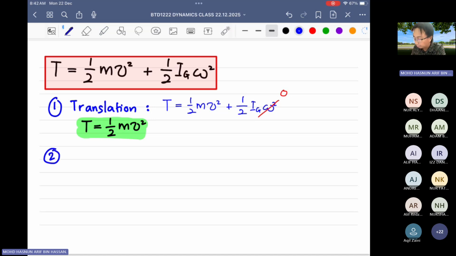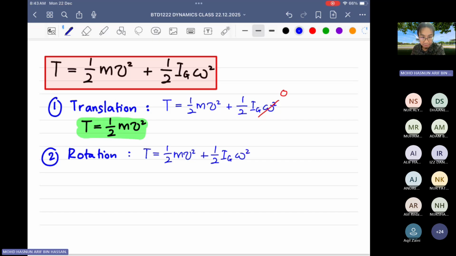The second type of motion is rotation about a fixed axis. For rotation, from the equation that we have, T is equal to 1/2 mv square plus 1/2 Ig omega square. Now, both components, mv square and Ig omega square, have values. Therefore, for rotation, you can use the general equation.